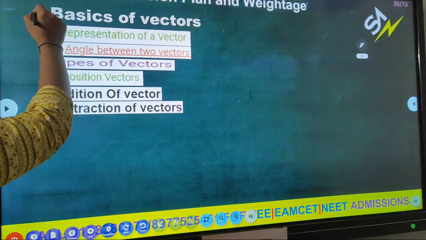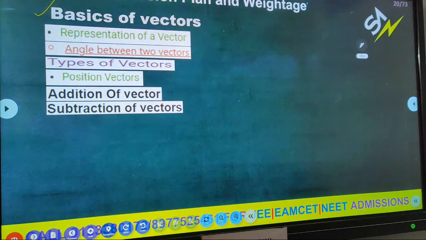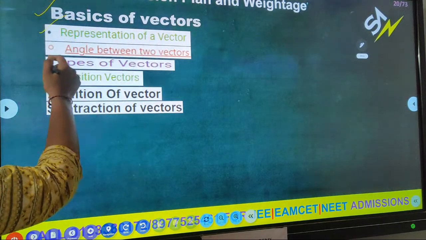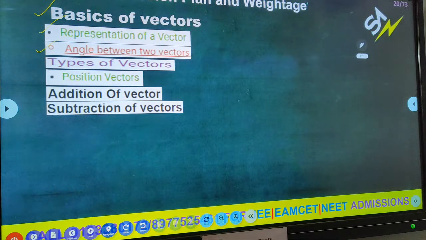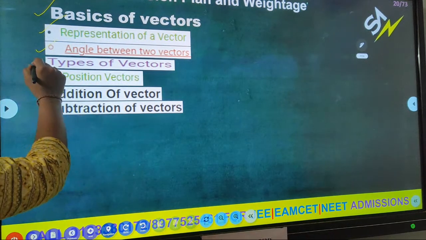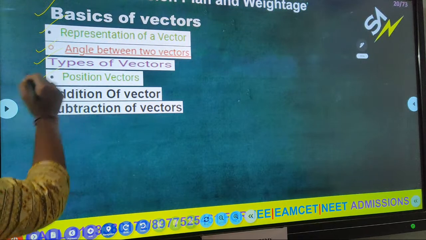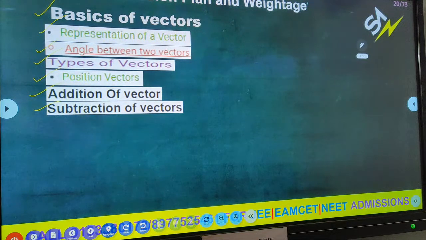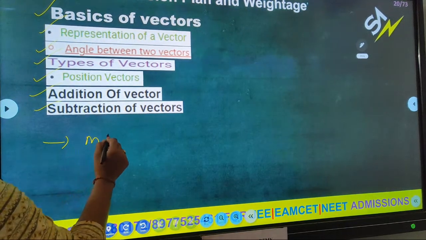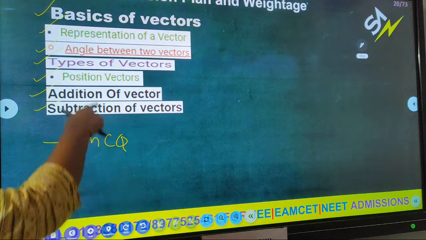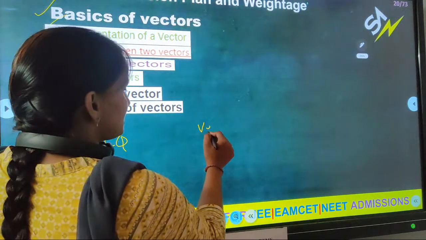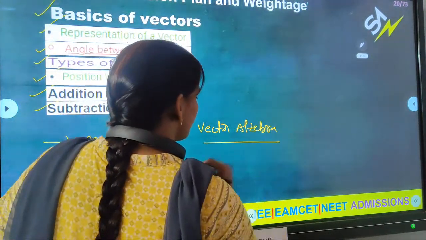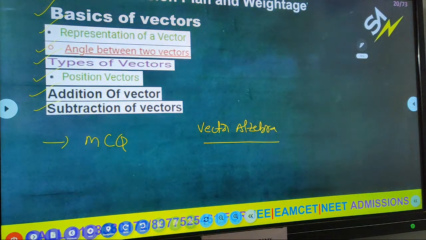So let us discuss the topics. In this session, we are going to discuss basics of vectors. In this, how to represent the vector and how we can find the angle between two vectors, and types of vectors, position vectors, addition of vectors and subtraction of vectors. And we discuss the MCQs about these concepts.